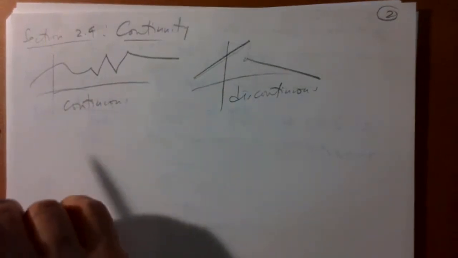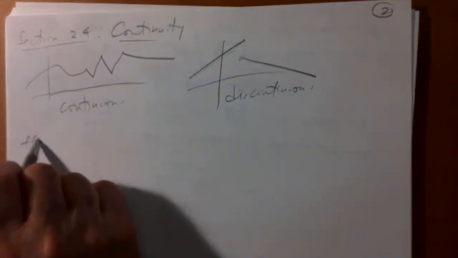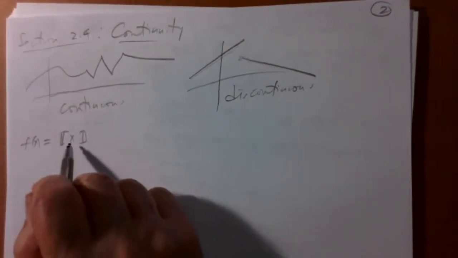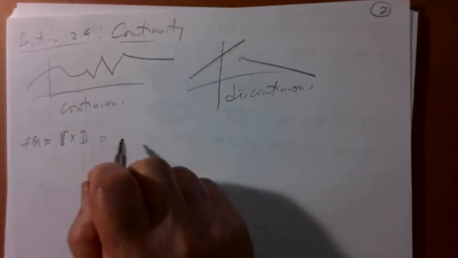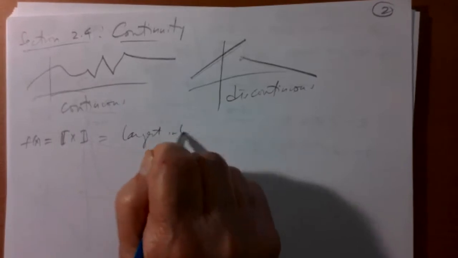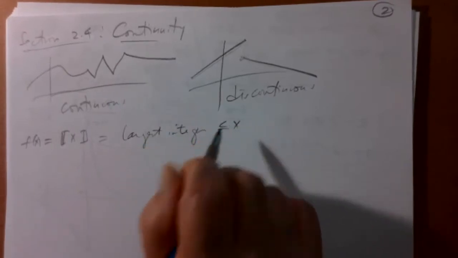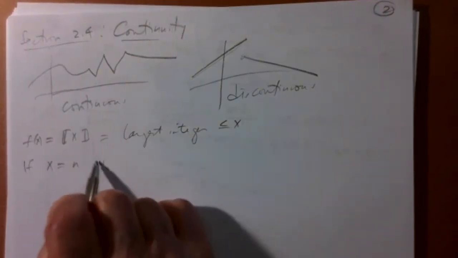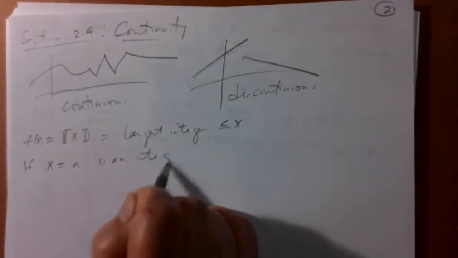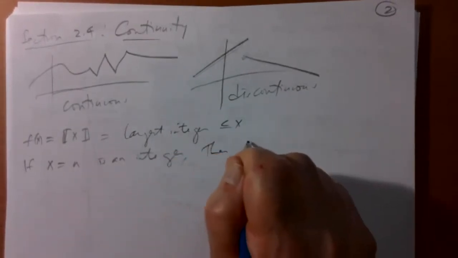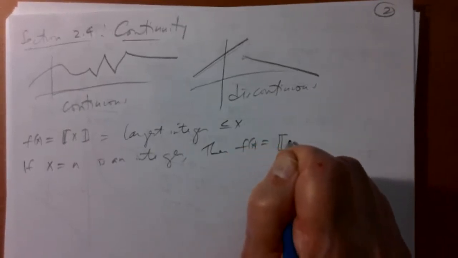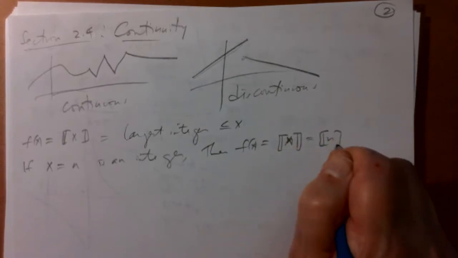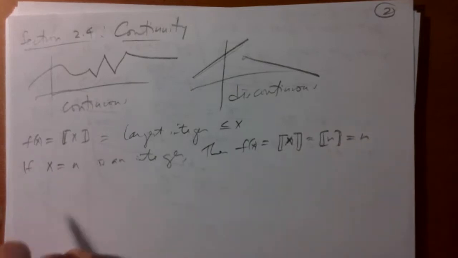An important function which is not continuous is the function f of x, which is notated like this in our textbook. What is the value of this function at x? This is equal to the largest integer, the largest whole number, less than or equal to x. So if x equal n is an integer, then f of x, sometimes called the integer part of x, is just n. The integer part of an integer is n.